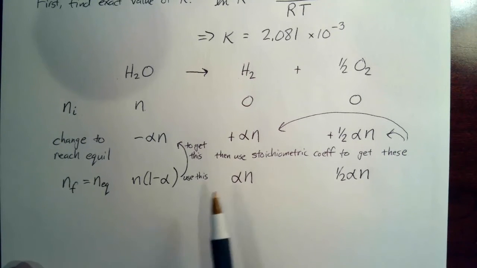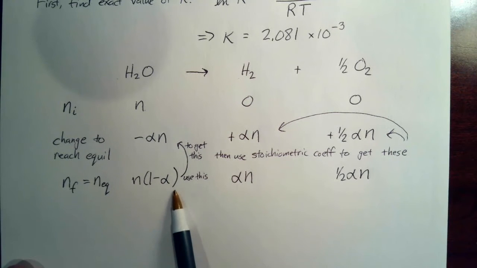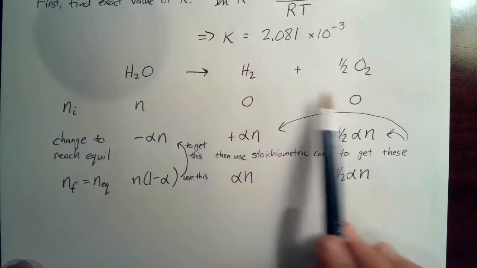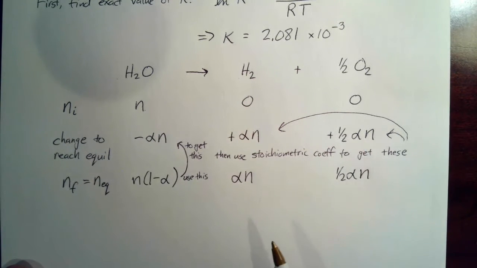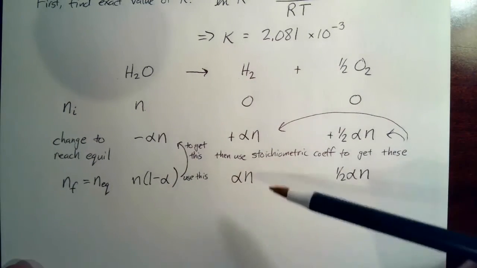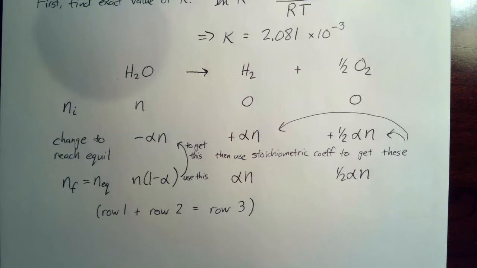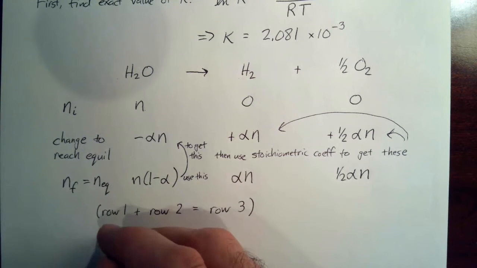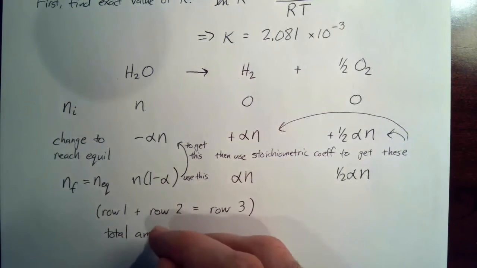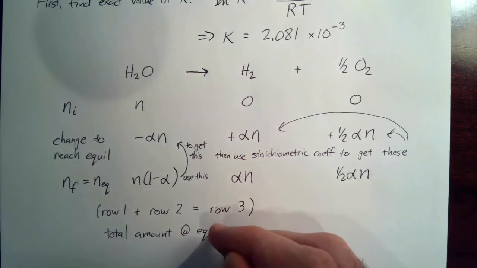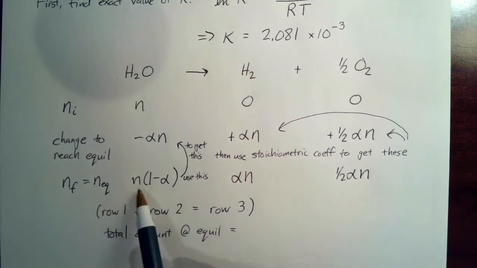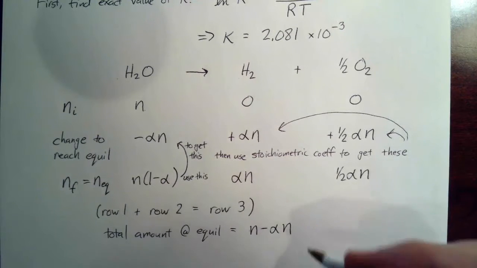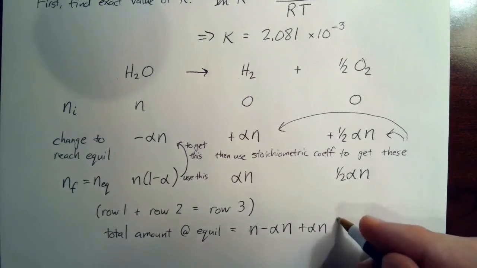All right, so I tried to summarize this a little bit. We used this, which came from the definition of alpha, to get this quantity. And once we had this quantity, then we used the stoichiometric coefficients to get this quantity and this quantity. And then we add the first two rows to get the third row. And now that we have these amounts, we can write the total amount at equilibrium. Total amount at equilibrium is going to be the sum of these. So I'm going to expand this again. So I have n minus alpha n for this one, plus alpha n plus 1/2 alpha n.